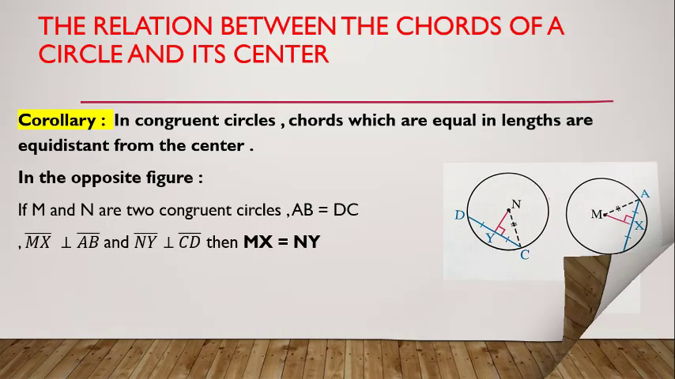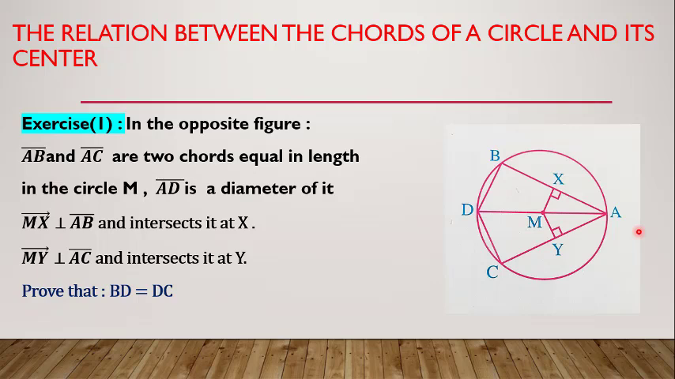By the same way. Here we have an exercise. In the opposite figure, AB and AC are two chords equal in length. So given that AB equals AC in the circle M, AD is a diameter of this circle, MX is perpendicular to AB and intersects it at X, also MY is perpendicular to AC and intersects it at Y. Prove that BD equals DC.